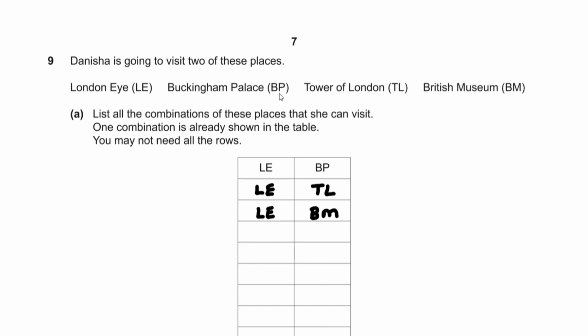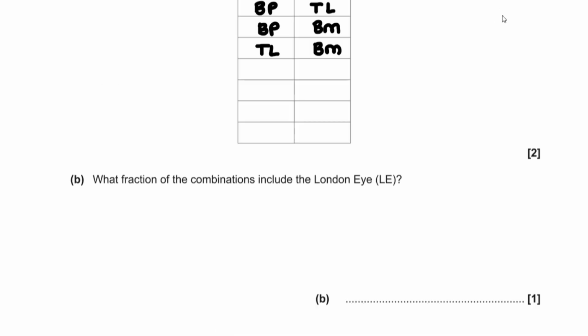Then we could have BP and TL, because BP and LE are already done, so we have BP and TL. Then we have BP being combined with BM. And then we also have the TL being combined with BM. So these are all of the combinations.